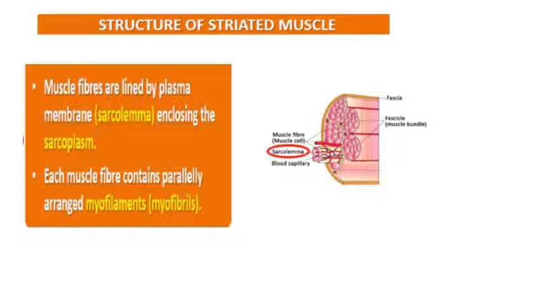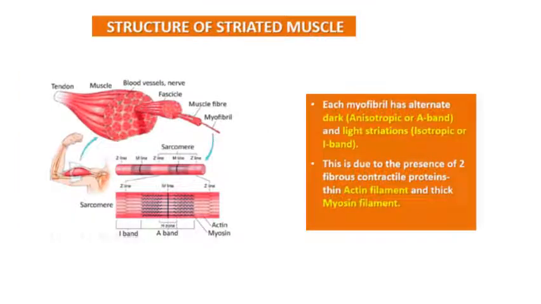So each muscle fiber contains parallelly arranged myofilaments which help in the movement. Each of these myofibrils has alternate dark and light striations. So the dark is the A band and the light one we call the I band, that means isotropic band. Now, this is due to the presence of two fibrous contractile proteins, that is actin filament and myosin filament. Actin filament is thin, as you can see in the picture, and myosin filaments are thicker.